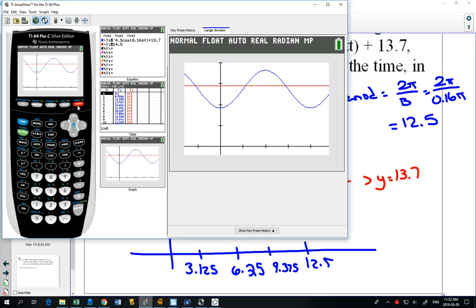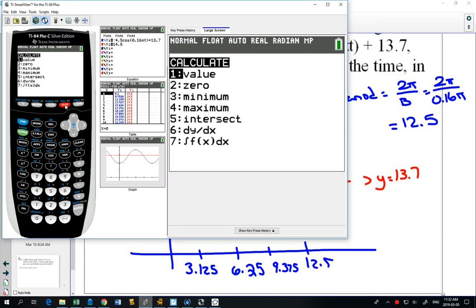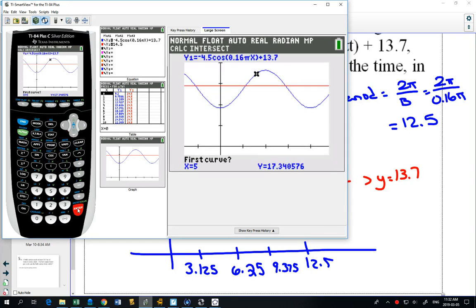It's under calculations, which you access by pushing the second button and then the trace button. One of the calculations it can do is find intersection points, number 5. So if I go down to number 5 and push enter, it says, what's your first curve? I'm on the blue one, so I can push enter. What's your second curve? I'm on the red one, so I can push enter. What's your guess?